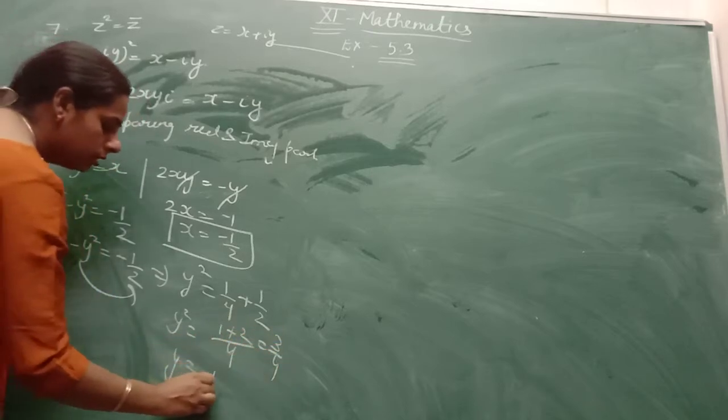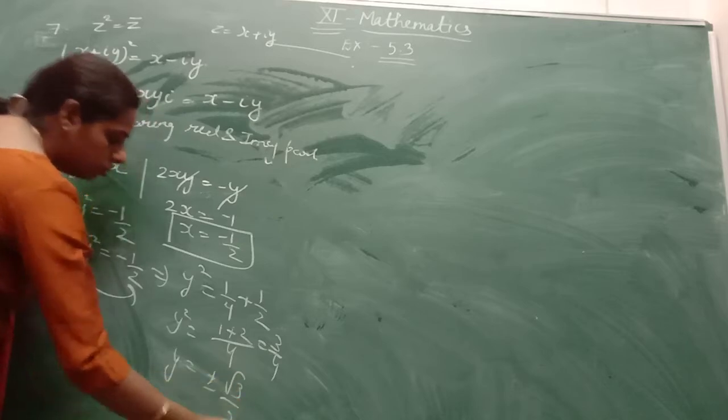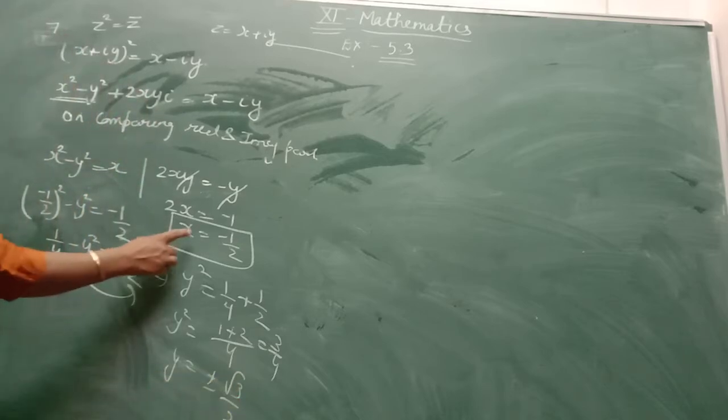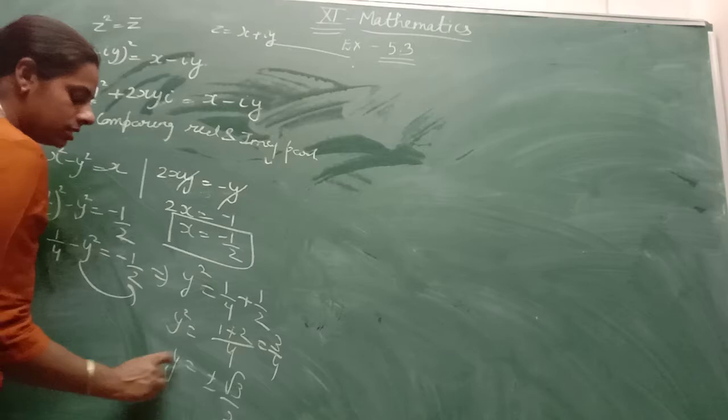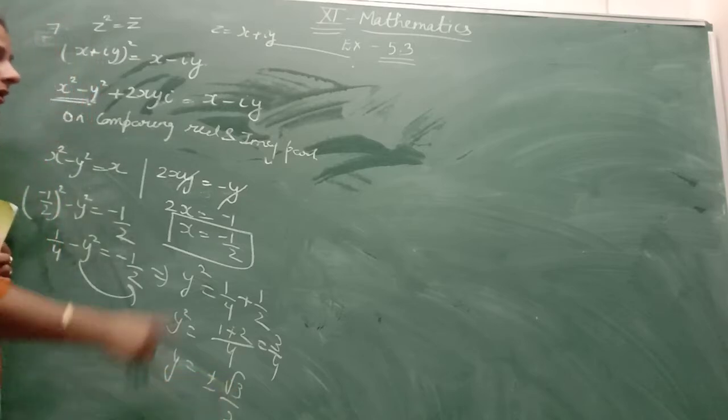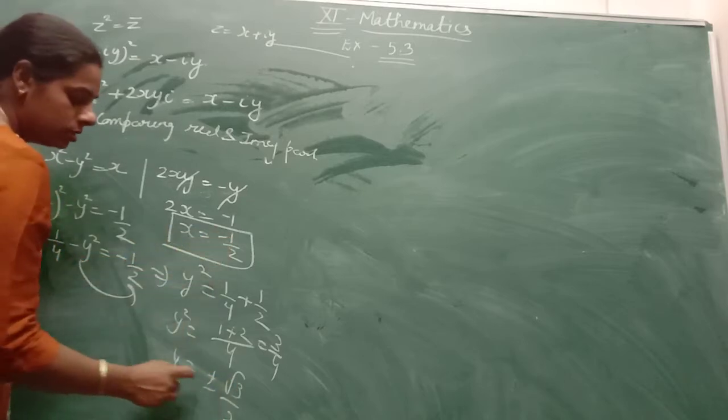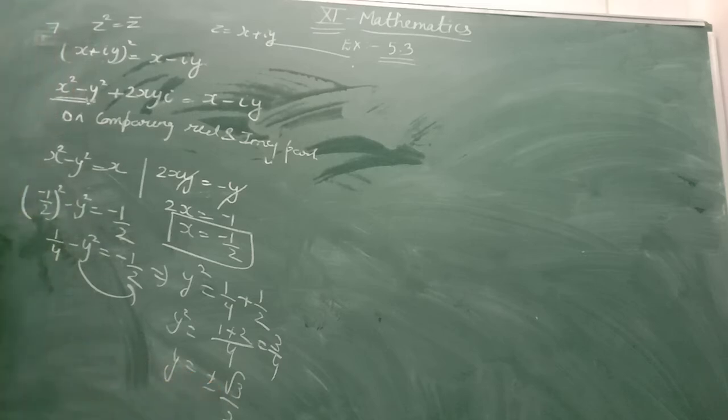Removing the square, you will have the square root, plus minus root 3 by 2. So you have the two answers. The first is x is minus 1 by 2, then y is plus root 3 by 2. And if x is minus 1 by 2, then y is equal to minus root 3 by 2. Both the answers are there. So this is the solution of this pair of equations.